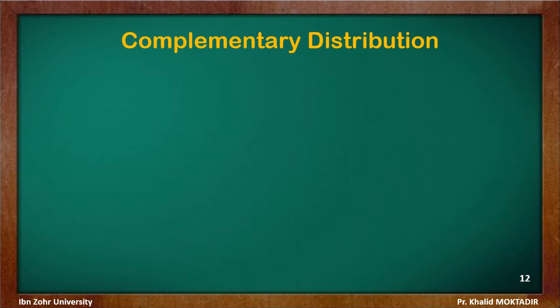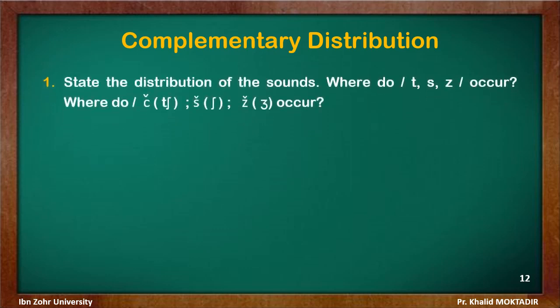Now read the following questions carefully. The first question says, state the distribution of the sounds. Where do t, s, z occur? And where do ch, sh, and j occur?